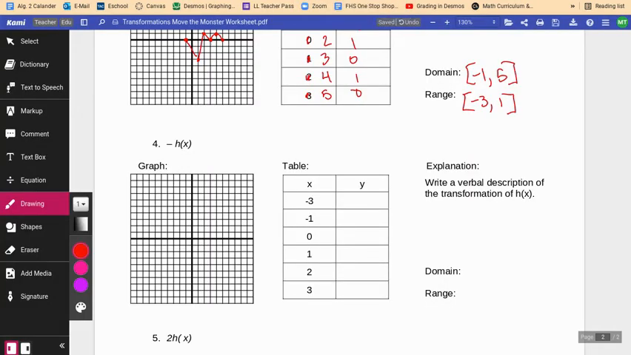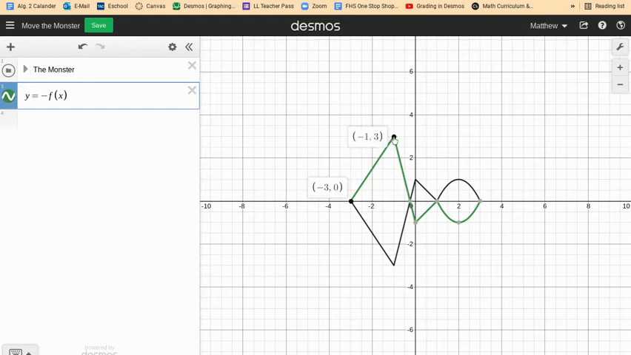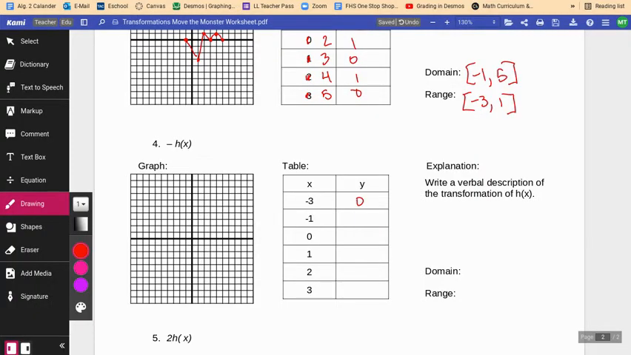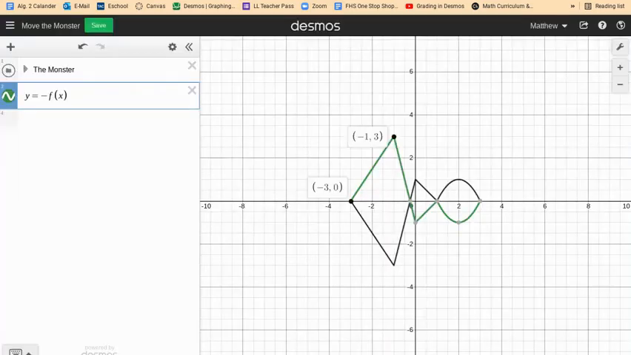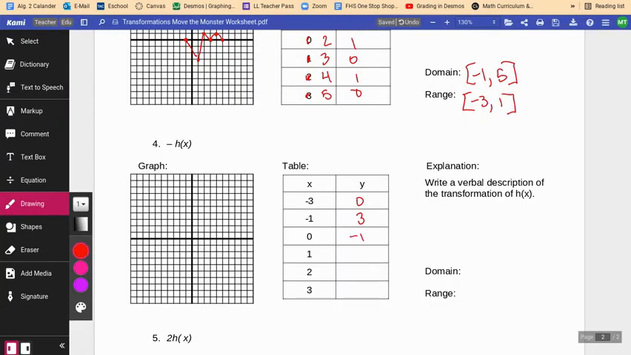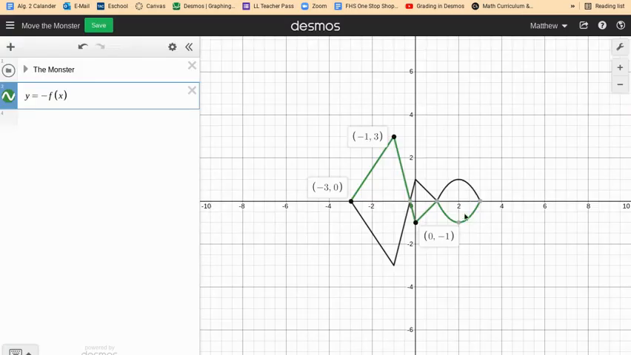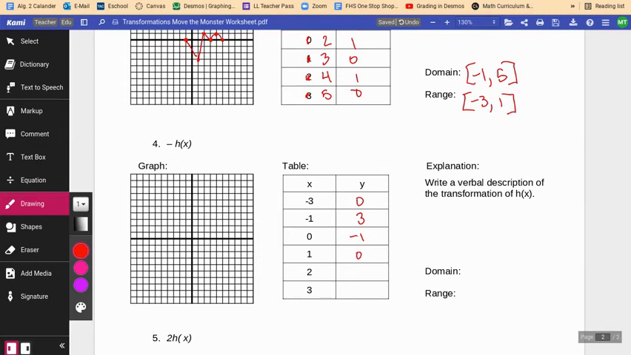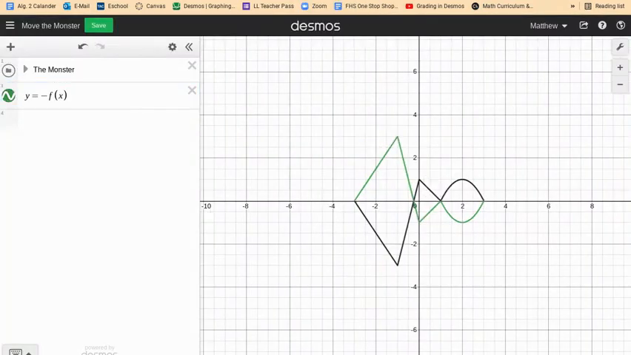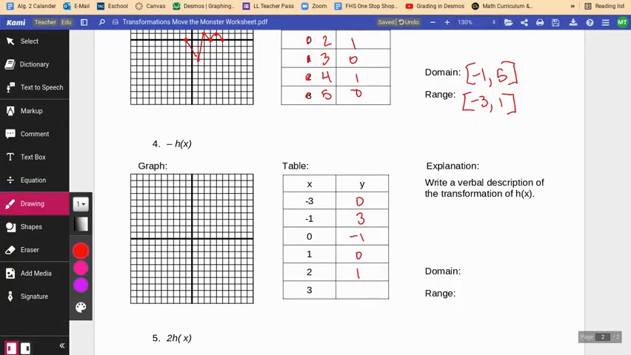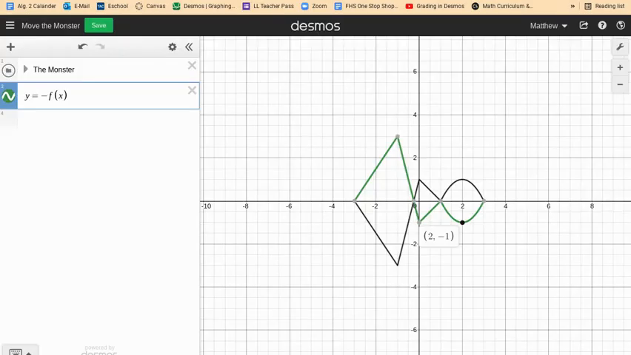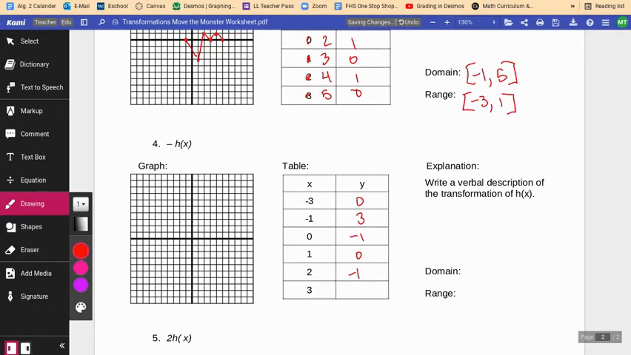So our first point is -3, 0. Next point is -1, 3. Our next point is 0, -1. And our next point is 1, 0. And our next point is 2, -1, I mean. And then 3, 0.